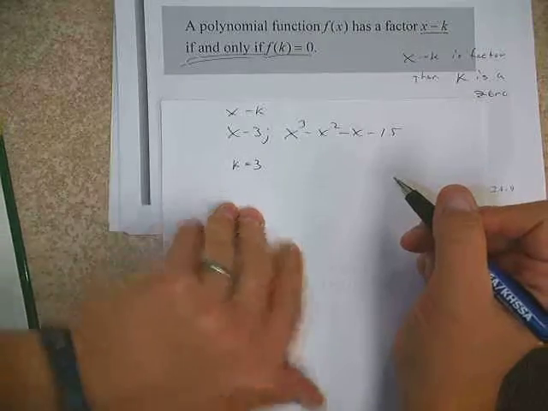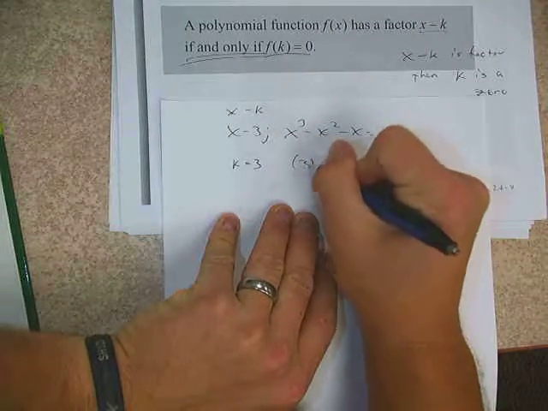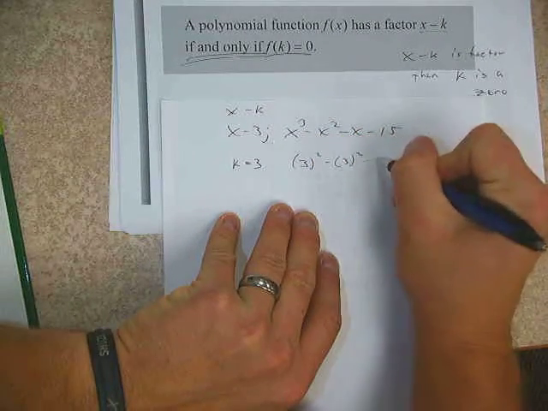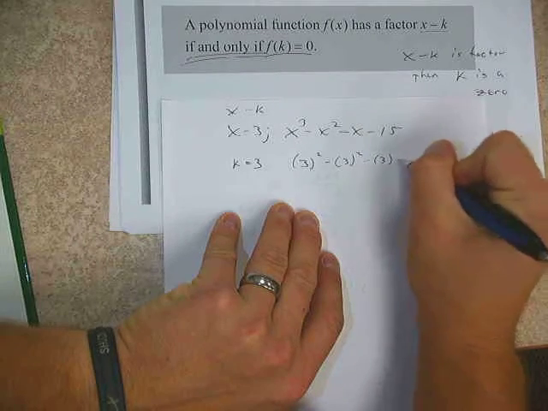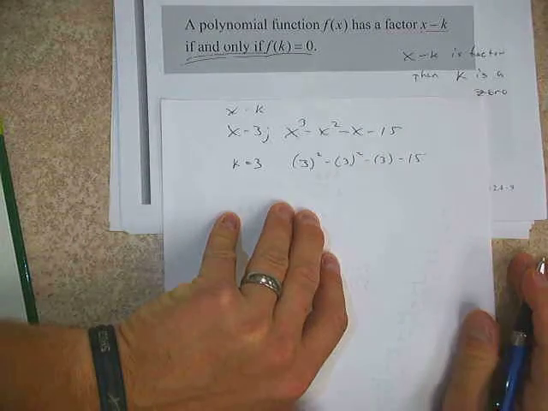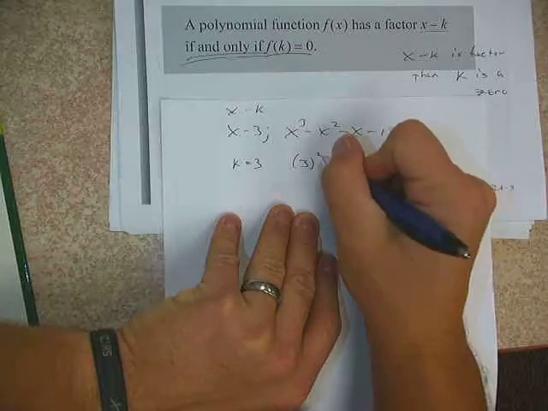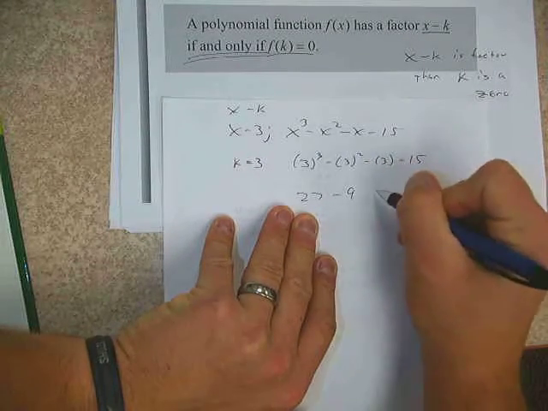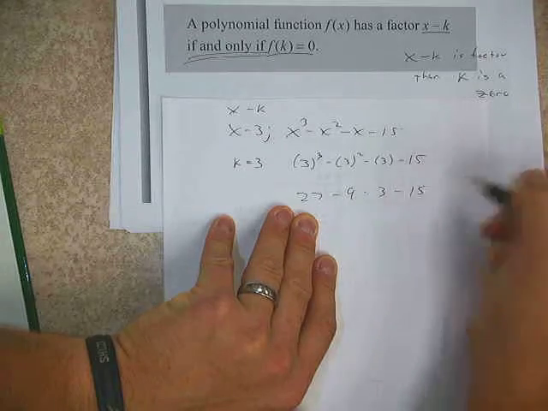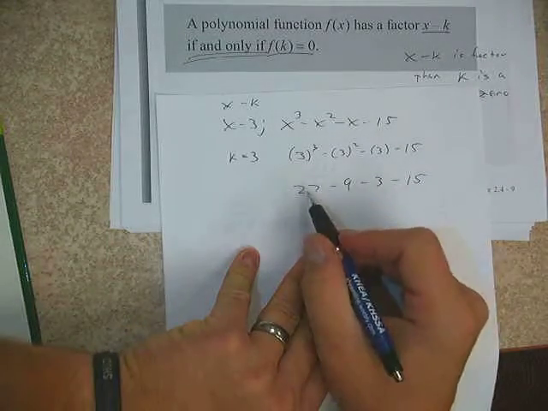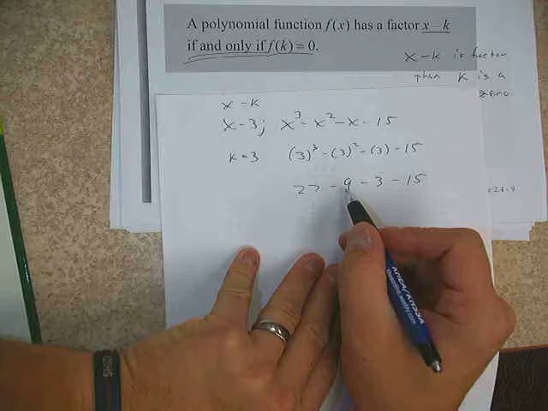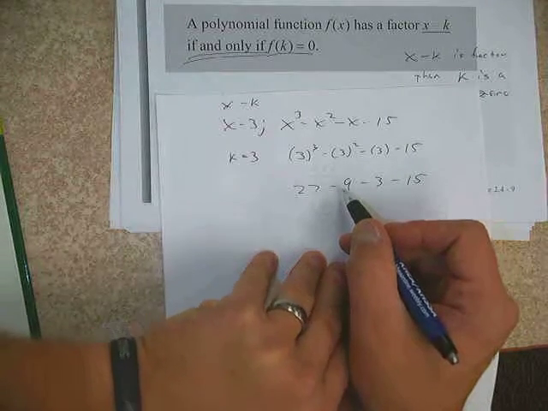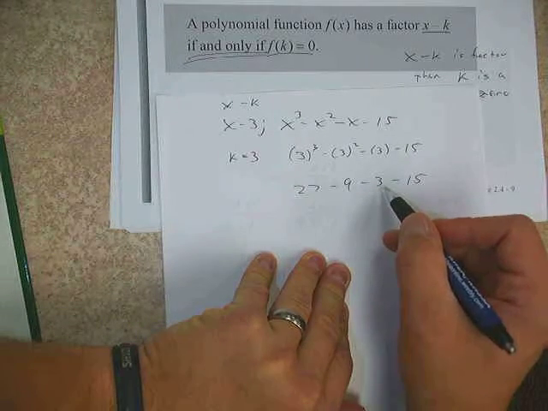We would say that k is equal to 3 if I have x minus 3, because remember the general form is x minus k. So that means k is equal to 3. You might want to write that down. And if we were to put 3 in here and do the math, we'd get 3 cubed, that's 27, minus 9, minus 3, minus 15.